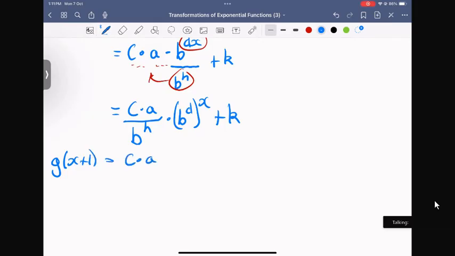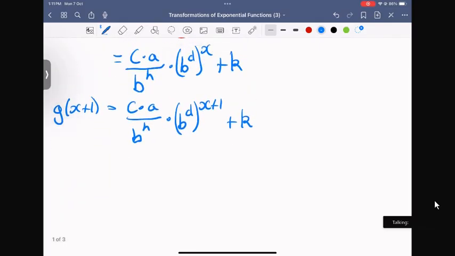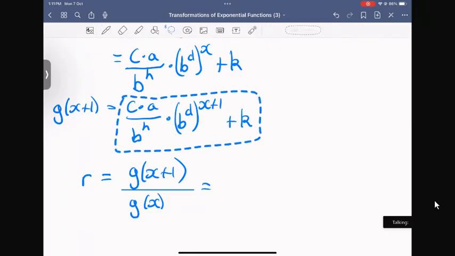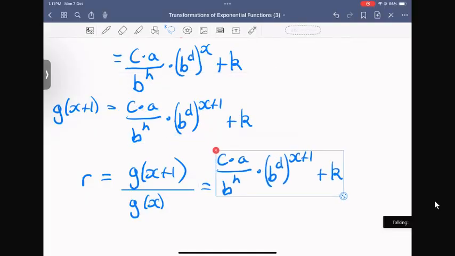be equal to c times a over b to the h times b to the d to the x plus 1 plus k. Our common ratio is made by taking g of x plus 1 divided by g of x.